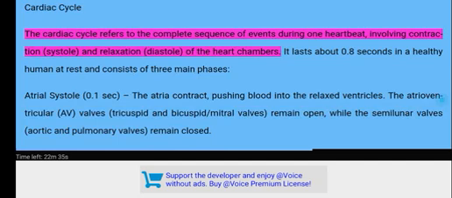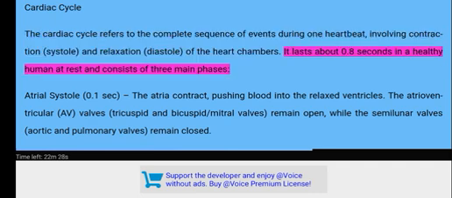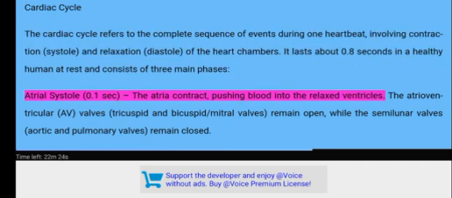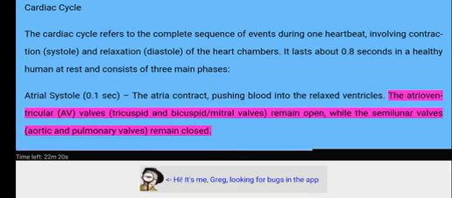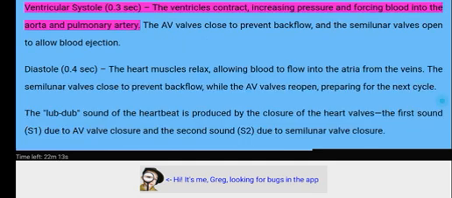Cardiac cycle. The cardiac cycle refers to the complete sequence of events during one heartbeat, involving contraction, systole, and relaxation, diastole, of the heart chambers. It lasts about 0.8 seconds in a healthy human at rest and consists of 3 main phases. Atrial systole, 0.1 seconds: the atria contract, pushing blood into the relaxed ventricles. The atrioventricular (AV) valves, tricuspid and bicuspid (mitral) valves, remain open, while the semilunar valves, aortic and pulmonary valves, remain closed. Ventricular systole, 0.3 seconds: the ventricles contract, increasing pressure and forcing blood into the aorta and pulmonary artery.